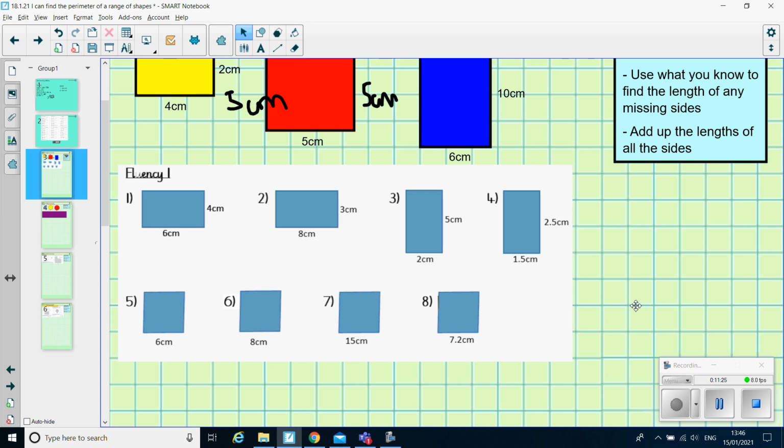It was slightly trickier there because it had some decimals in it, but you still used the same keys to success. Number 5, the answer is 24 centimetres. Number 6, the answer is 32 centimetres. Number 7, it's 60 centimetres. And number 8, again a little bit trickier with some decimals, it's 28.8 centimetres.